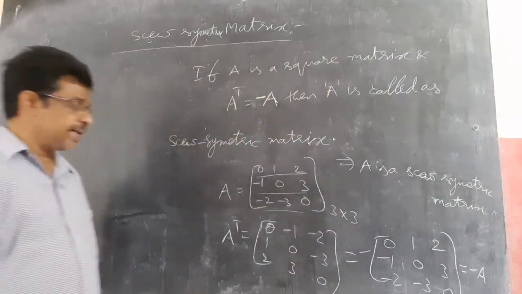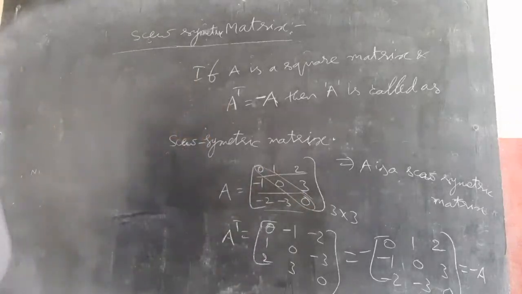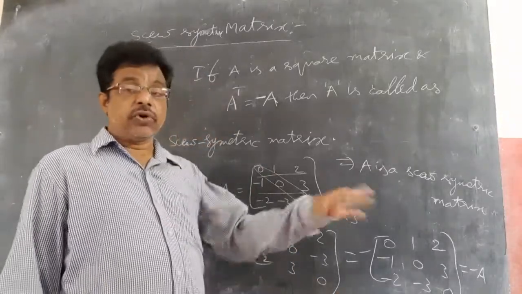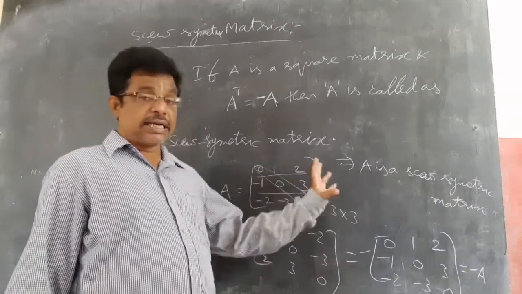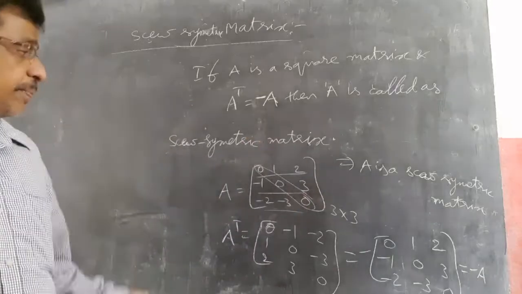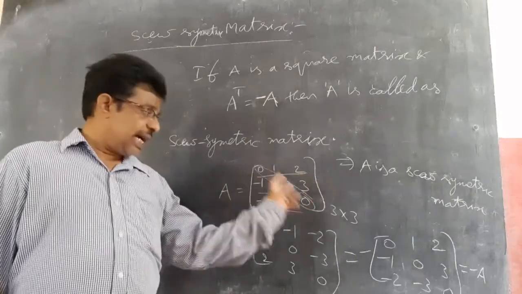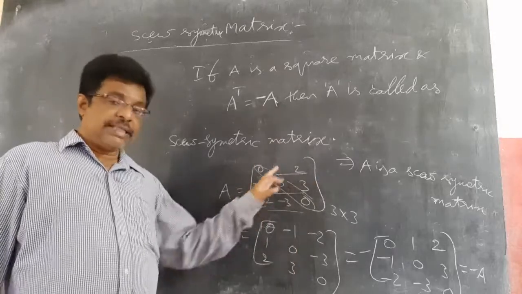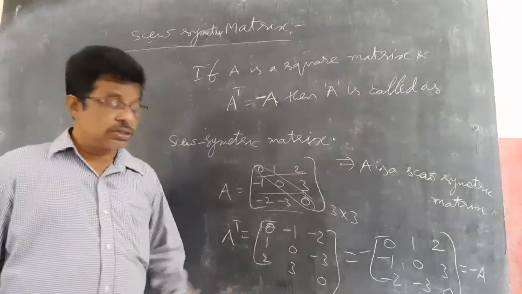For a skew symmetric matrix, you observe diagonal elements are always zero. Because if you take minus common, the diagonal elements would change sign, and then you won't get minus A. And the elements above the diagonal and below the diagonal are same but with opposite sign. Here plus 1, minus 1, plus 2, minus 2, plus 3, minus 3. Like that, you will get skew symmetric very easily.